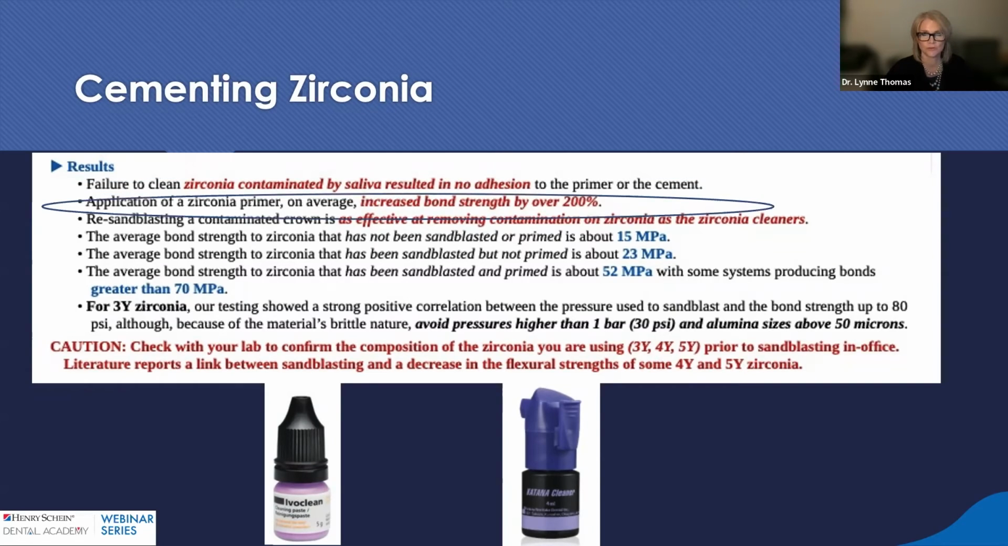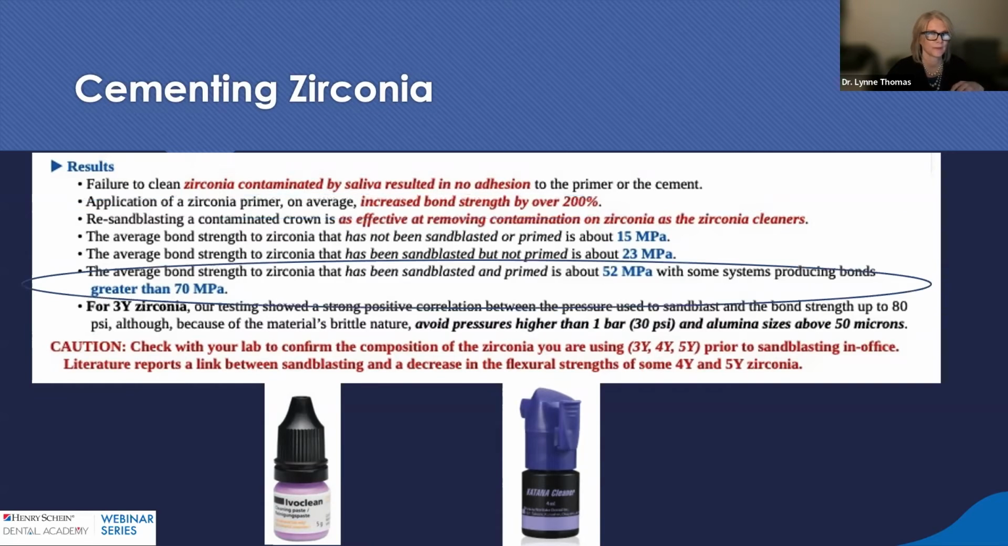When you use a zirconia primer, you have an increased bond strength of over 200%. That's pretty crazy. And wow, 200%. It's interesting. And then in combination with sandblasting, you really create an amazing seal. And so I highly recommend IvoClean, Katana Cleaner. Those things are great for enhancing your bond.